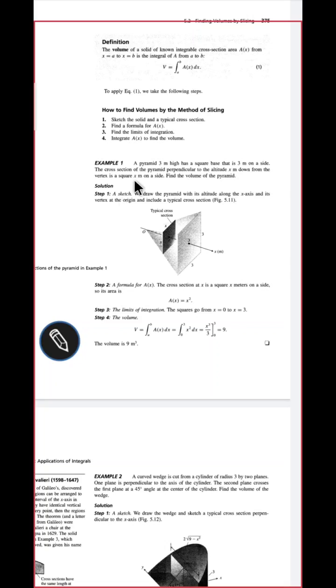You can see some example. There is a pyramid, 3 meters in height, that has a square base 3 meters on a side. If I take one slice of that, it will be a cube form, so the area will be x square. Do you agree?